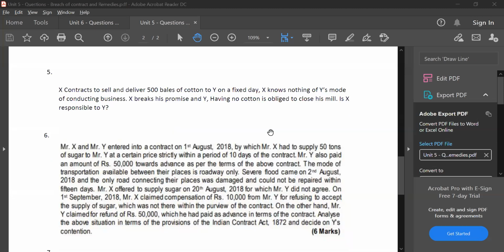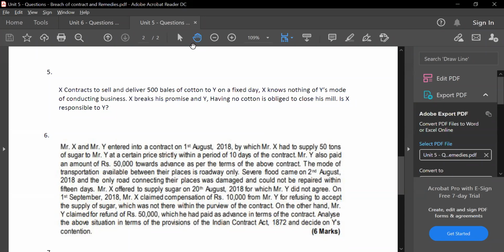Soumya can read question number 5. Sure, sir. X contracts to sell and deliver 500 bales of cotton to Y on a fixed day. X knows nothing of Y's mode of conducting business. X breaks his promise and Y, having no cotton, is obliged to close his mill. Is X responsible to Y? Answer. No, sir.